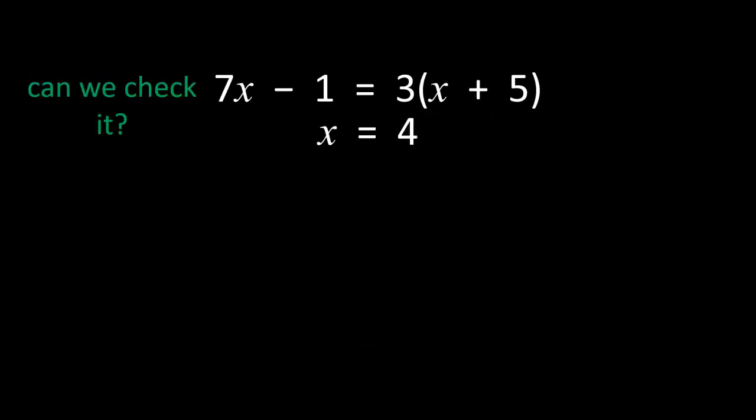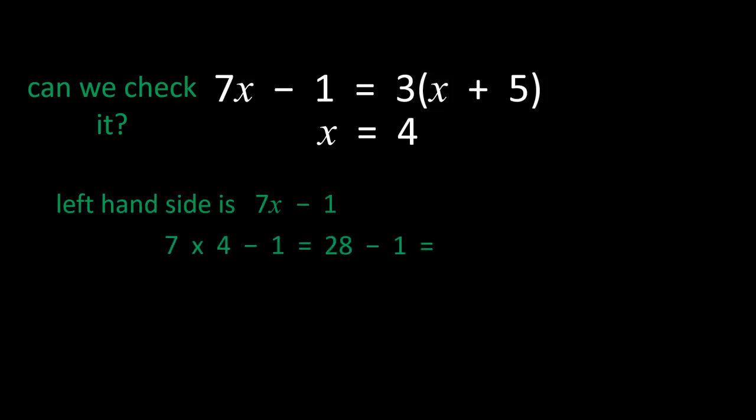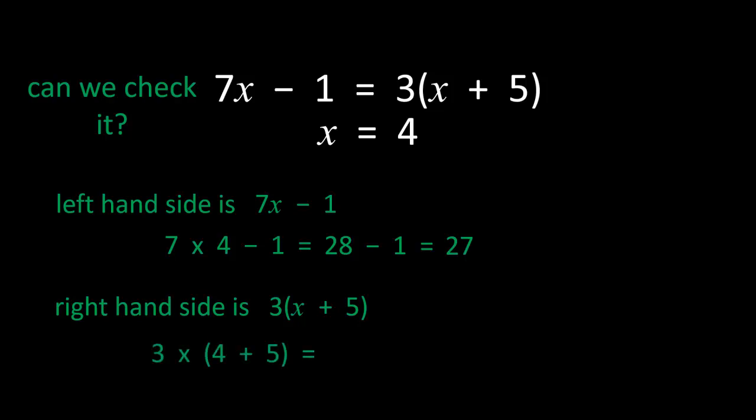And the question you're asking is, can we check it? Well, go on, yes we can. Now the left-hand side is 7x minus 1. Now if x is 4, that means 7 times 4, which is 28. Take away 1, 27. Now the right-hand side is 3 times the bracket x plus 5. Now if x is 4, we're going to do the bracket first. 4 and 5 is 9. 3 9s, 27. 27 equals 27. We've got it right. Excellent.